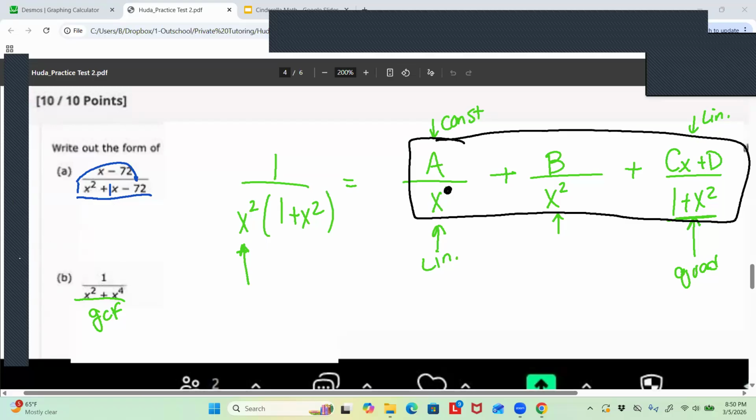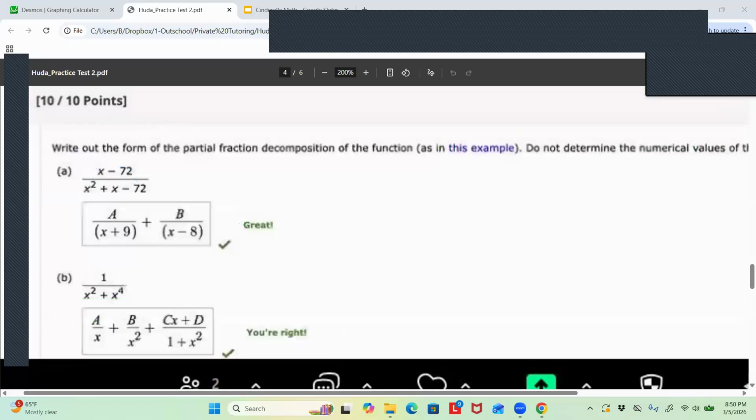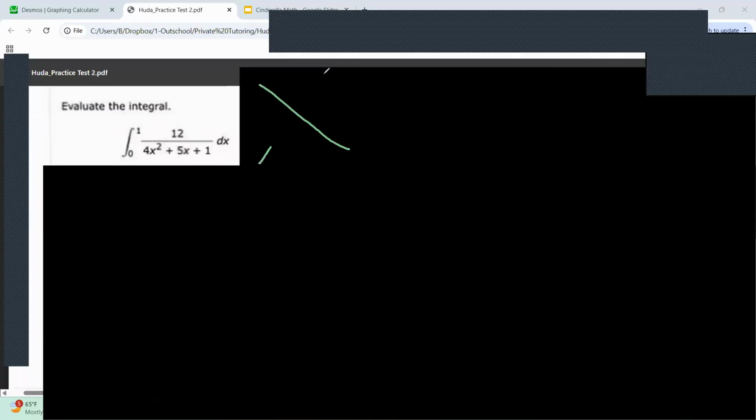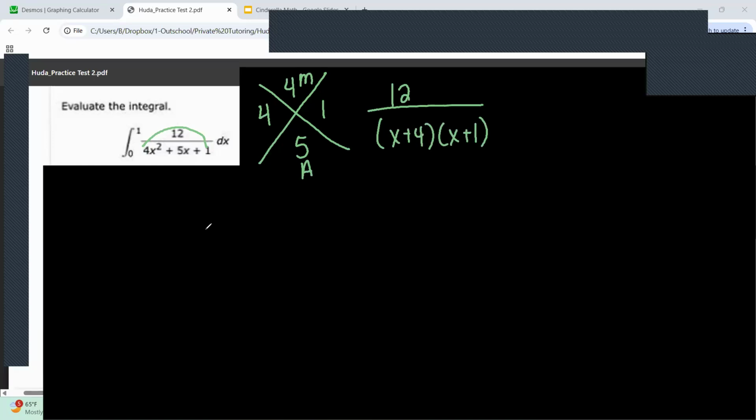Okay. Now we're actually going to use this method to solve. Coming to number 8, we're going to evaluate this integral with partial fraction decomposition. So we are going to go ahead and factor the bottom. I factor with magic X. You do whatever you want. 4 times 1 is 4. Middle number is 5. Multiply here, add here would be 4 times 1. So this would be 12 over x plus 4, x plus 1. Actually, let me switch that. It doesn't really matter. It's just how I did it previously on another thing.